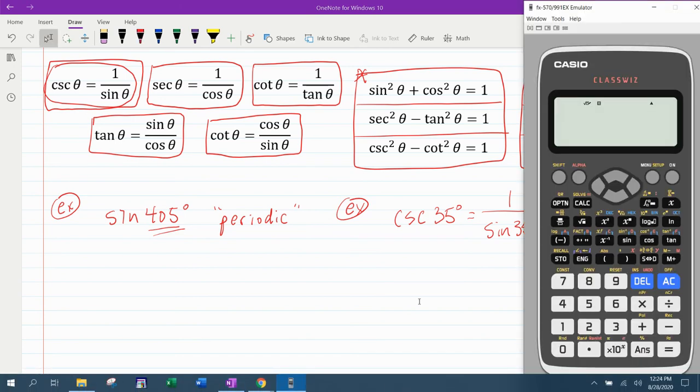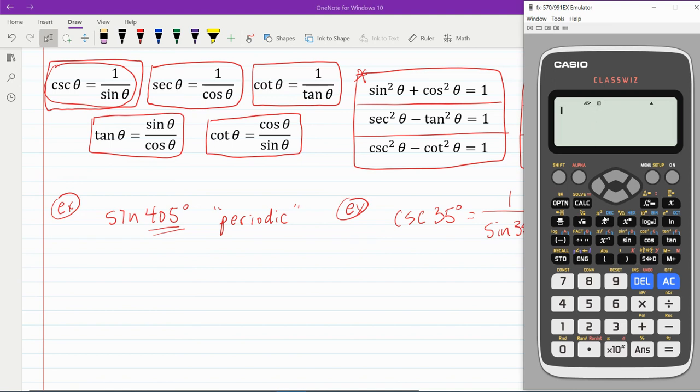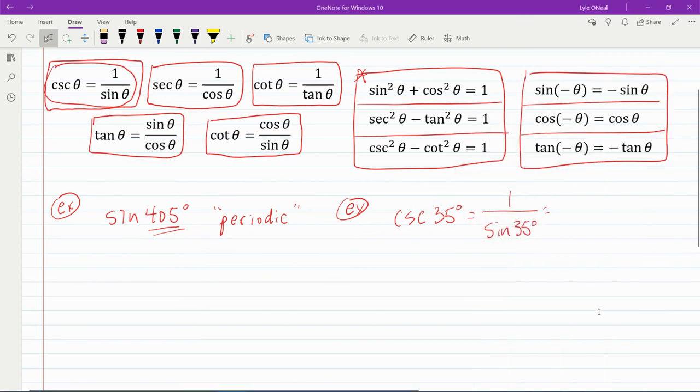So to get that answer, that would be making sure we're in the right mode. That would be as a fraction 1 over sine 35. And there's your cosecant value, and you can round that to however many decimal places you want. Okay, so that makes knowing these identities nice, is now you have a way to calculate cosecant, secant, and cotangent if you don't have the buttons on the calculator. You can turn it into sine, cosine, and tangent.